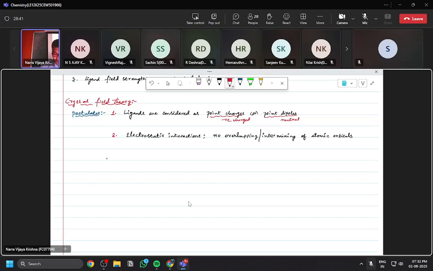Point number 3. Now, when the central atom is present, electrons are present around it three-dimensionally, right? When a ligand approaches, the ligand also has electrons. When the ligand approaches the central atom, the electrons of the ligand and the electrons in the outermost orbit of the central atom will both repel. When they are repelled, the electrons of the central atom will align in such a way that they try to occupy less space.